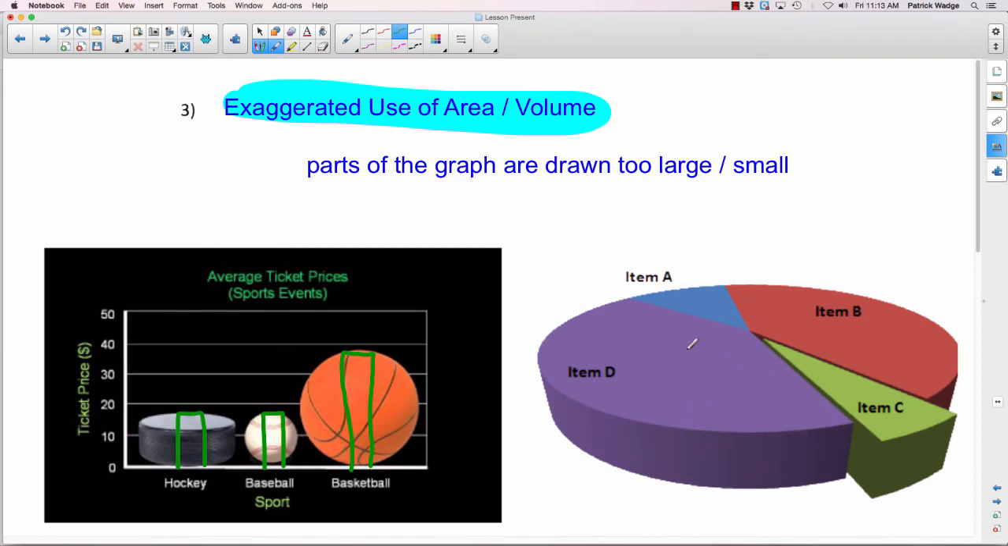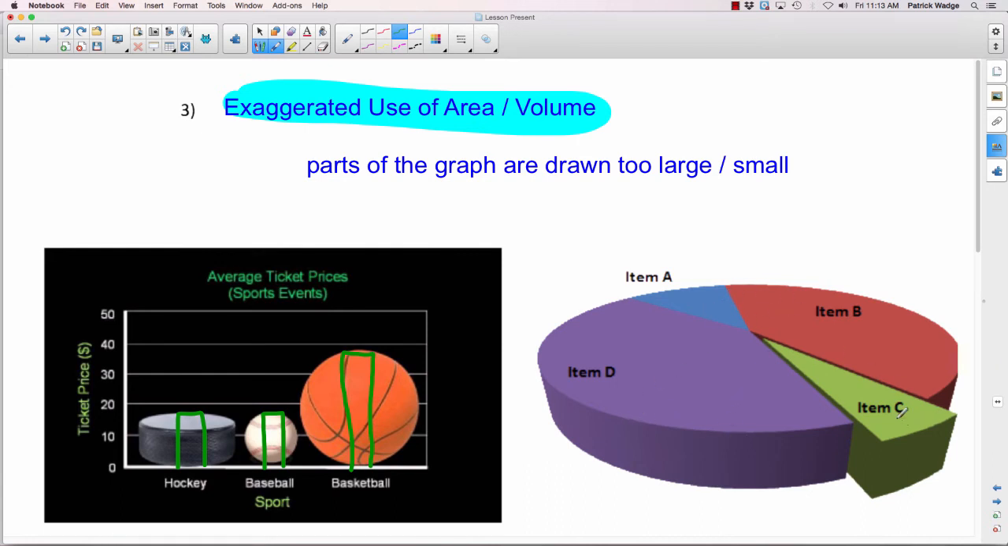Okay, how about this one? Well, first of all, by making it 3D, it really exaggerates the things up front. It really draws your eyes to this purple one and this green one as well. So, when you put it 3D, even though it looks attractive, you're really losing the perspective on these back things here. Talk to Mr. Sinclair about this.